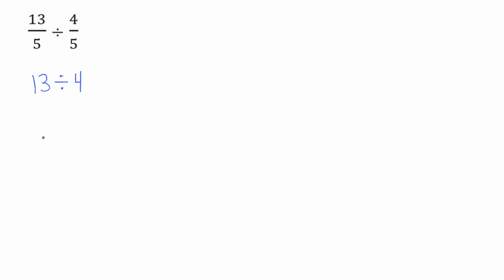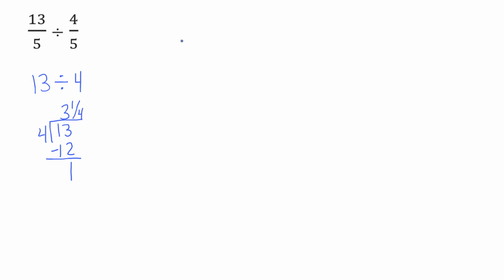Now, if we were to do long division with that, we would say that 13 divided by 4, okay, 4 goes into 13 3 times. 3 times 4 is 12. Subtract 12 from 13, we get 1. 4 doesn't go into 1. Because there's only one of the 13 remaining, that's 1/4 of 4. So really the answer here is 3 1/4.